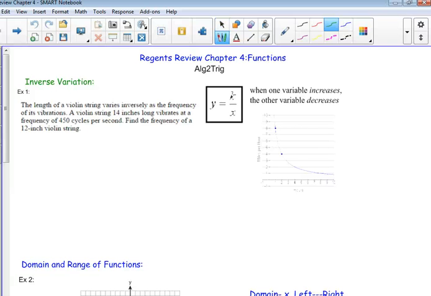Chapter 4 review on functions. The first big thing I see come up on almost every Regents exam is inverse variation, and this is going to be a formula we want to memorize for your Regents.